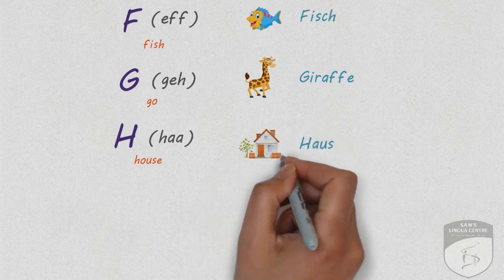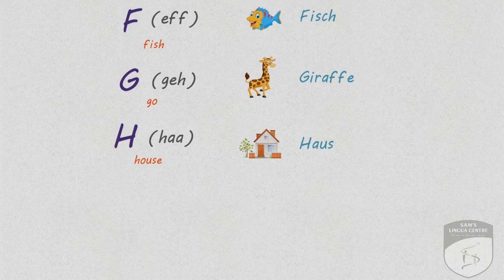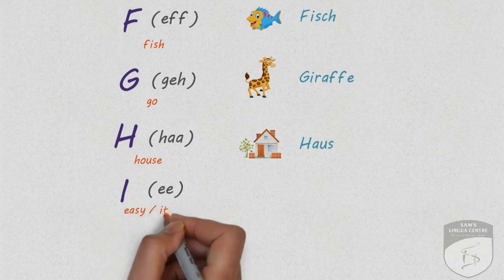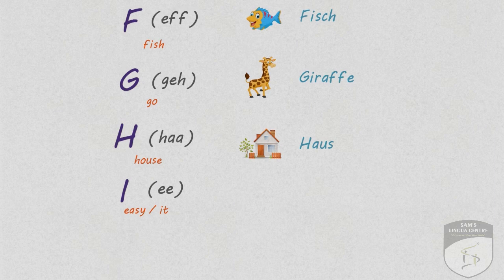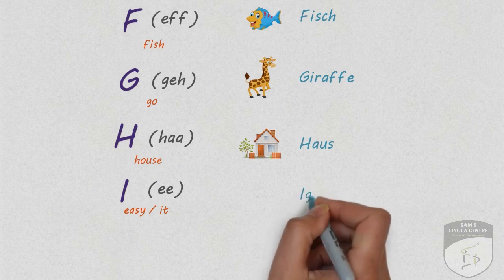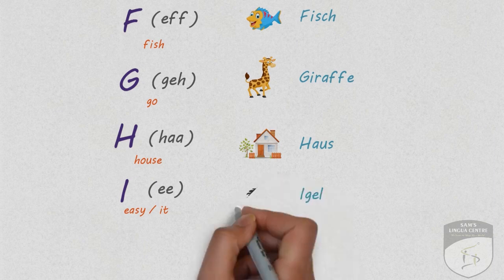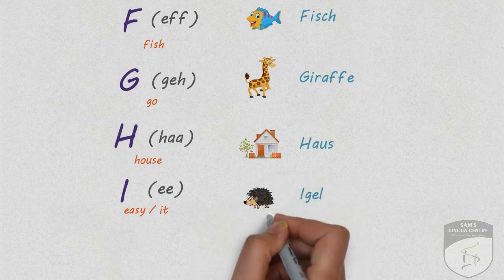The next letter is I. I, which is pronounced in the short form like the word it. It. In the longer version, it's pronounced like the E in the word easy. Easy. The German word with the letter I is Igel. Igel, which means hedgehog.